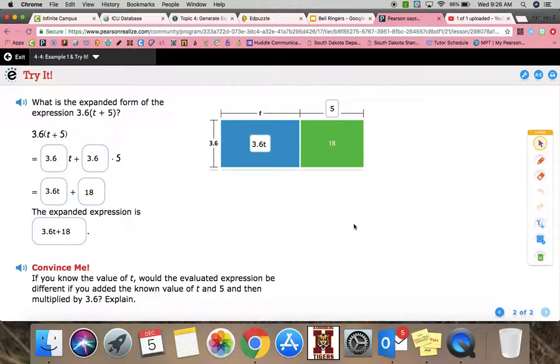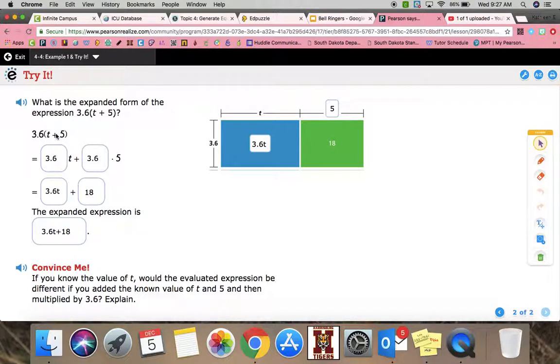If you know the value of t, would the evaluated expression be different if you added the known value of t and 5 and then multiplied by 3.6? What it's saying is, if t was 1, would we get the same answer here as we did here? So if we did 3.6 times 1, that's 3.6, and then we add 18 because that's our other one. It would have been 1 plus 5 is 6, and we multiply that by 3.6.